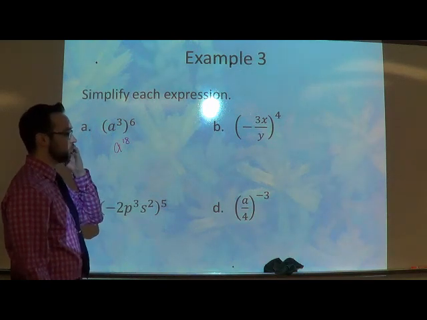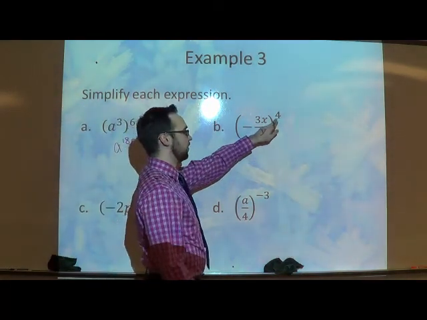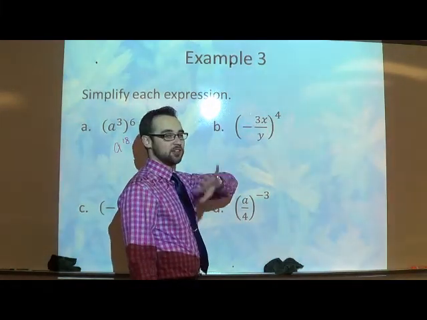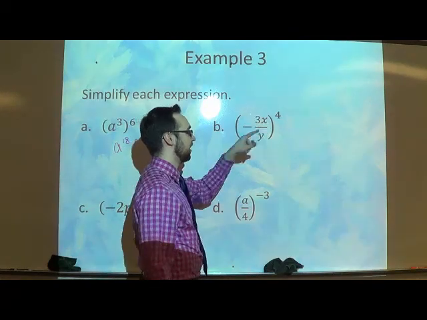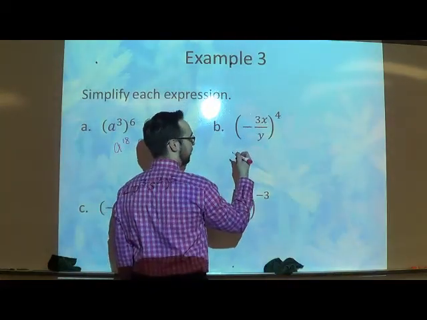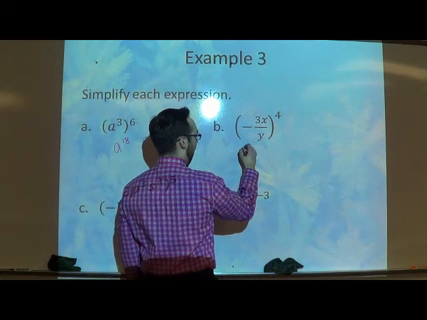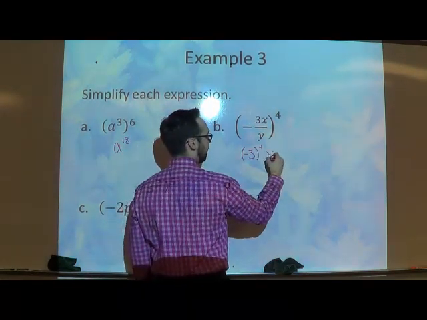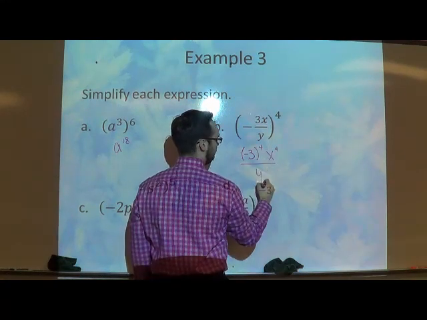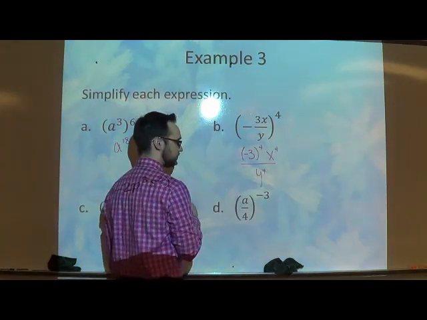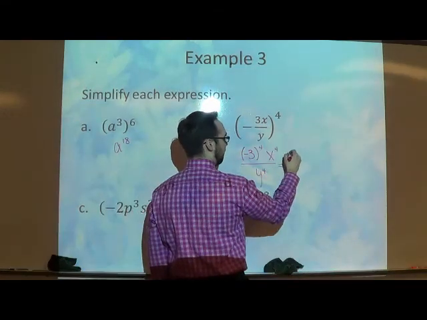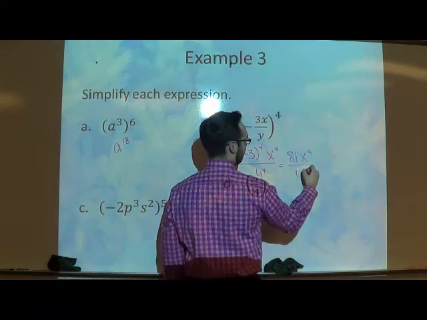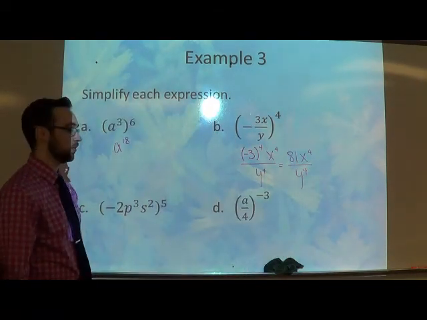And again, we have this to the fourth, so since we're dividing, I can distribute that. It distributes to everything on the inside, to the 3, to the x, and to the y. So I'm going to carry this negative up to the 3. So we'd have negative 3 to the fourth, x to the fourth, over y to the fourth. And negative 3 to the fourth is going to give me a positive 81, so I end up with 81x to the fourth all over y to the fourth. And that's it. That's where it stops.